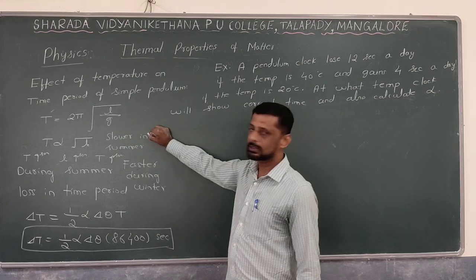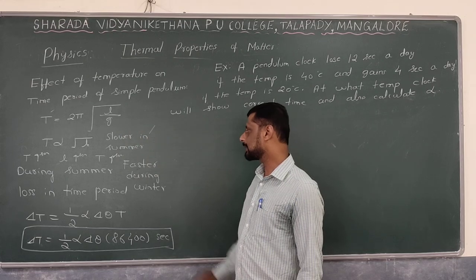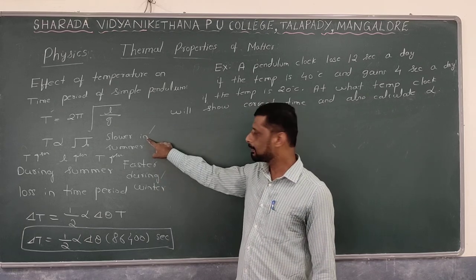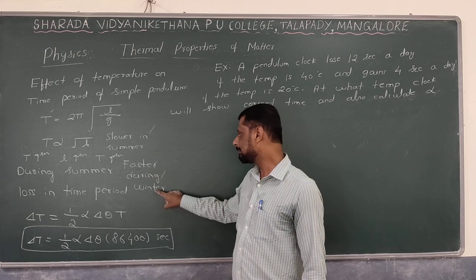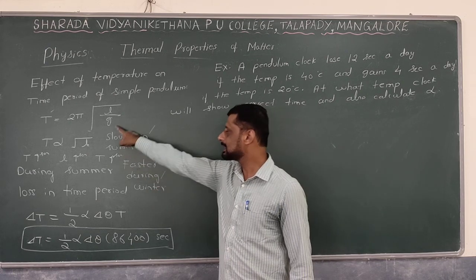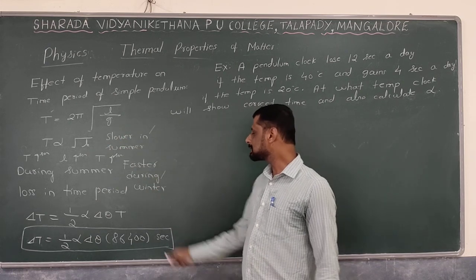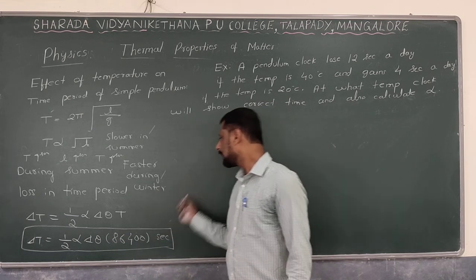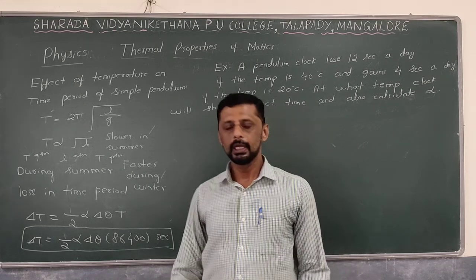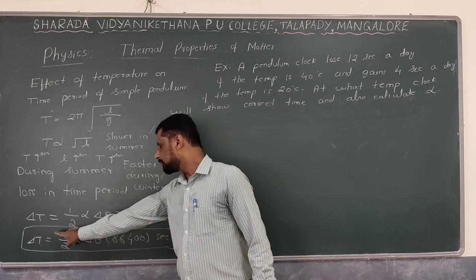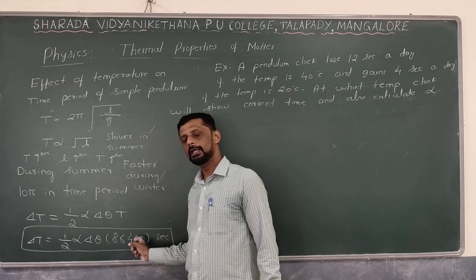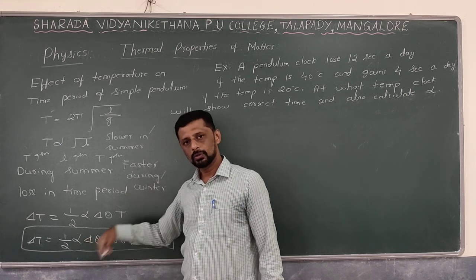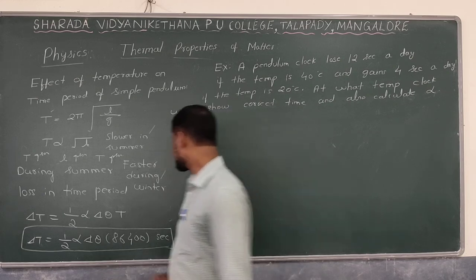So remember this thing. The clock becomes slower during the summer as well as it becomes faster during the winter, and hence it loses time during the summer and it should gain time during the winter based on this expression. And how much time will be lost during the summer in a day? This is the value. And how can you overcome this problem? If you want to reduce the time lost by a clock in a day, the alpha value should be more.